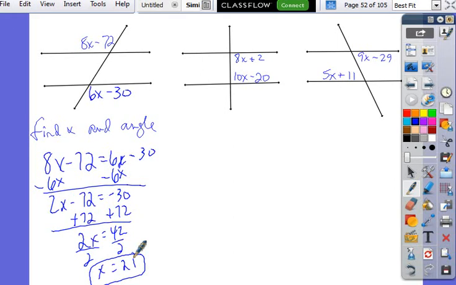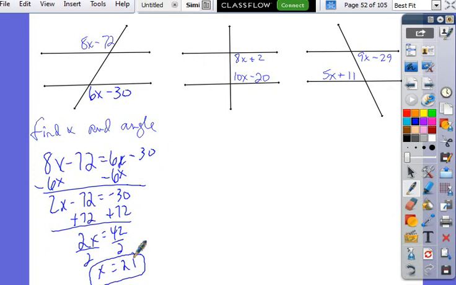How would I find the angle if I know what x is? Well, x is 21. So how would I use that to find the angle? Well, since we seem to be struggling this morning, if I need to find the angle, I'm going to take that 21 and plug it in for x in either one of them. It doesn't matter which one, because they're the same.